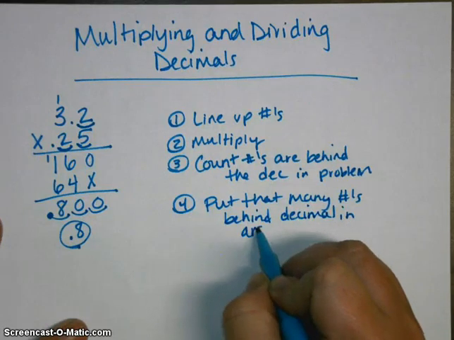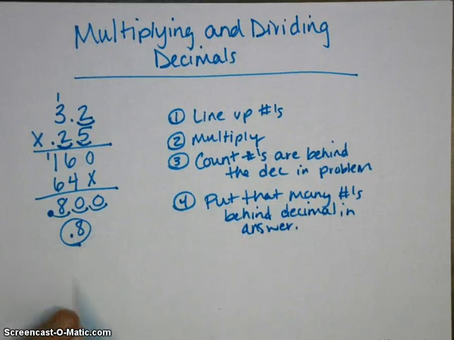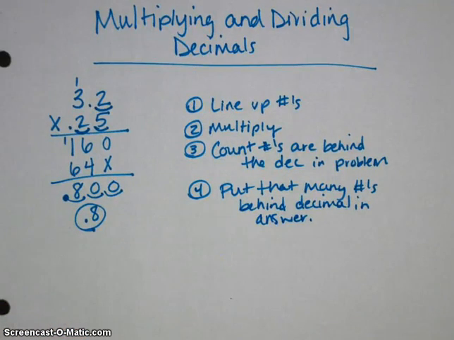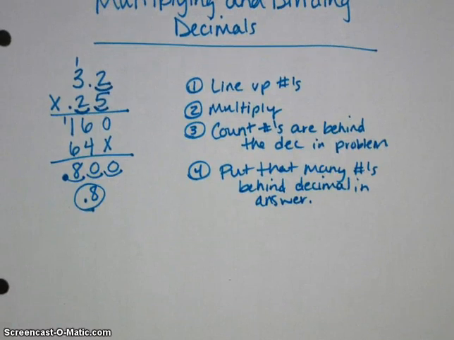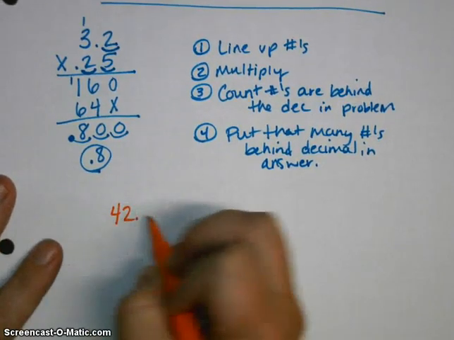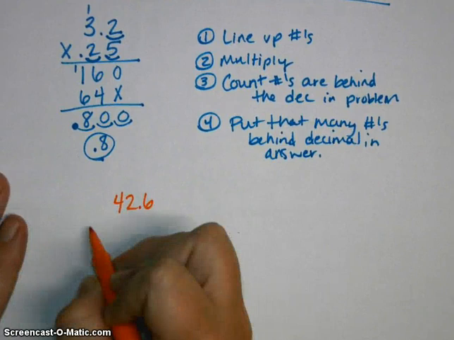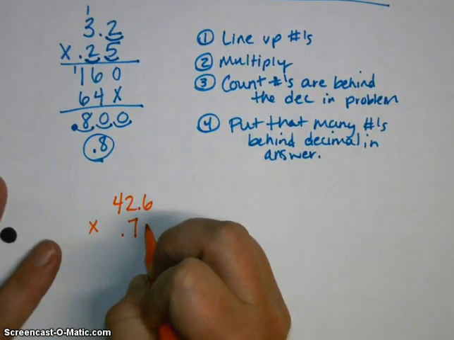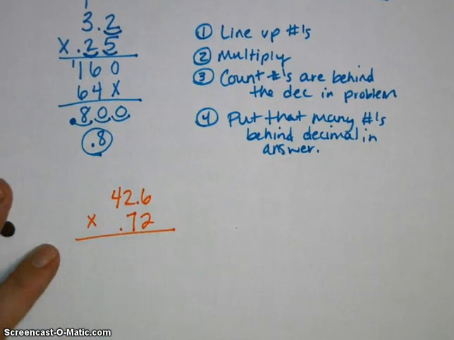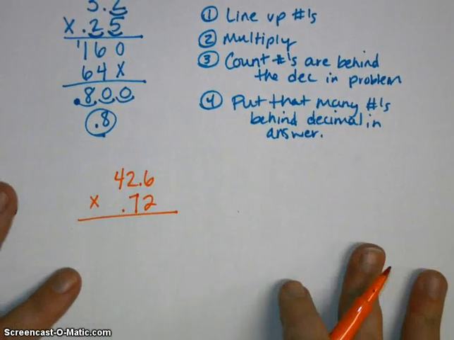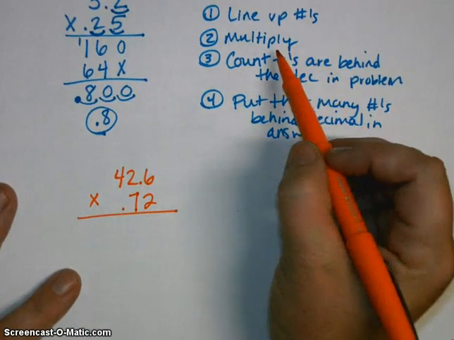You're going to create way more work for yourself if you line up the decimals when you multiply. There's absolutely no reason for that. So let's take a look at another one. Let's look at 42.6 times 0.72. Again, I lined up my numbers, notice, not my decimals. Then, step 2, I multiply like normal.